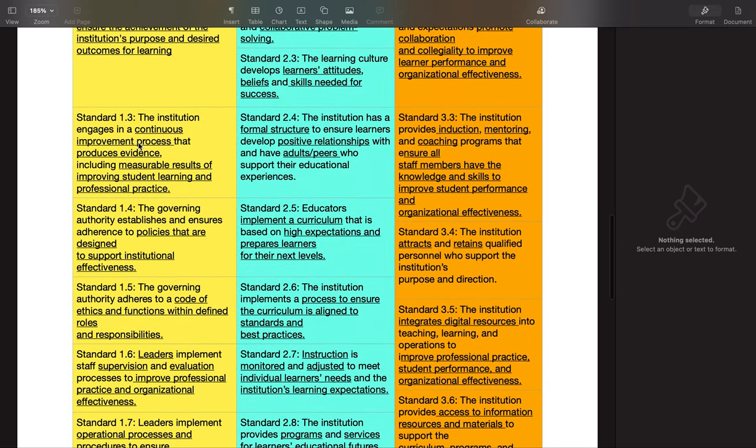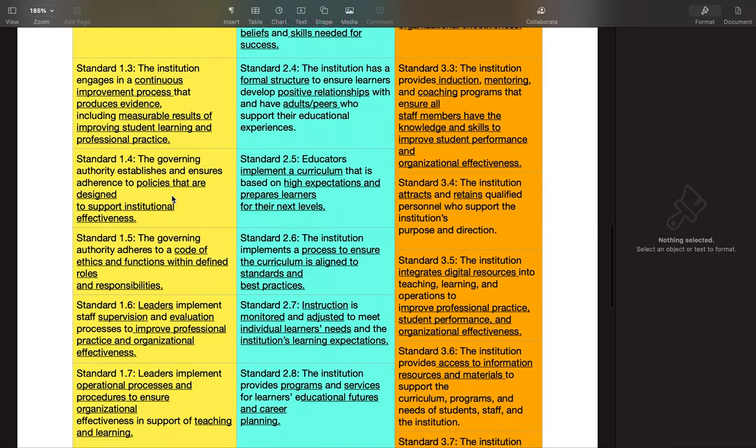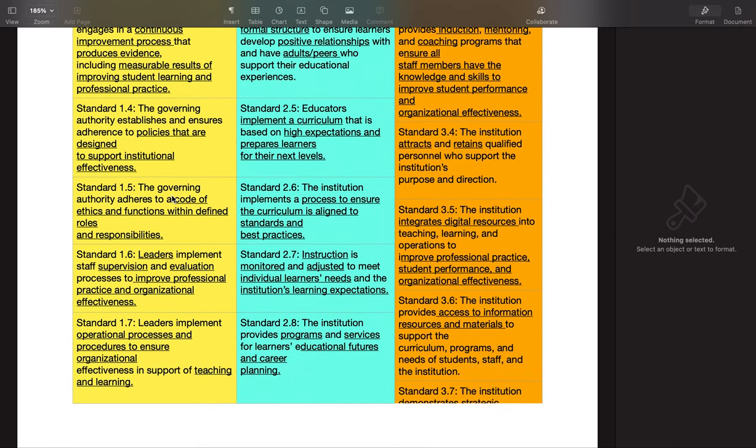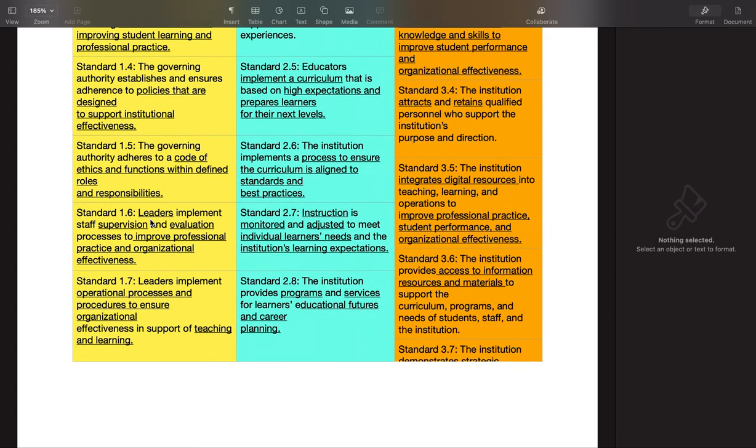The third standard in the leadership capacity domain is the continuous improvement process that produces evidence including measurable results of improving students' learning and professional practices. While the fourth standard in the leadership capacity highlights the policies that are designed to support instructional effectiveness. The fifth one is highlighting the code of ethics and functions within defined rules and responsibility.